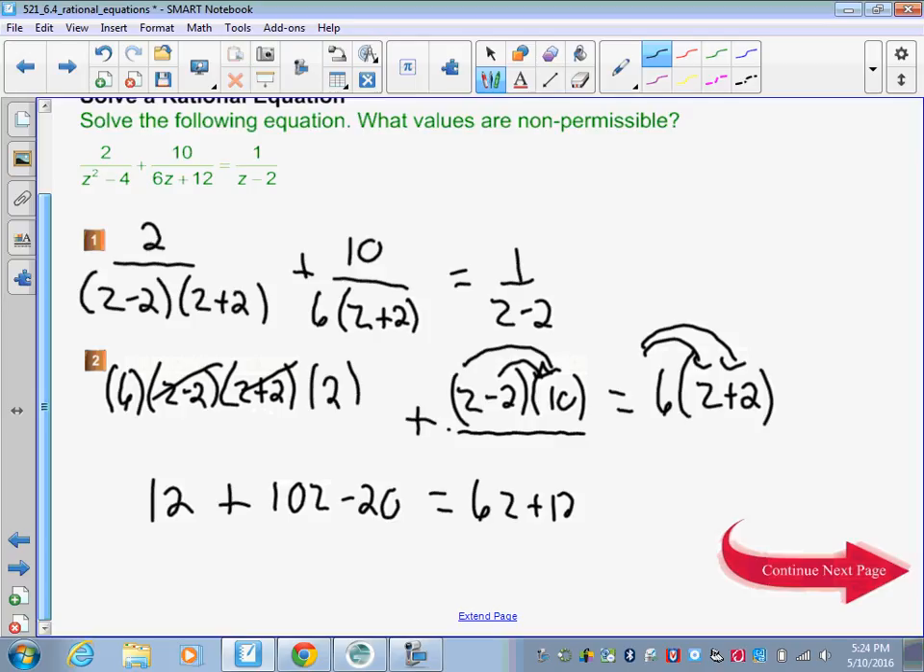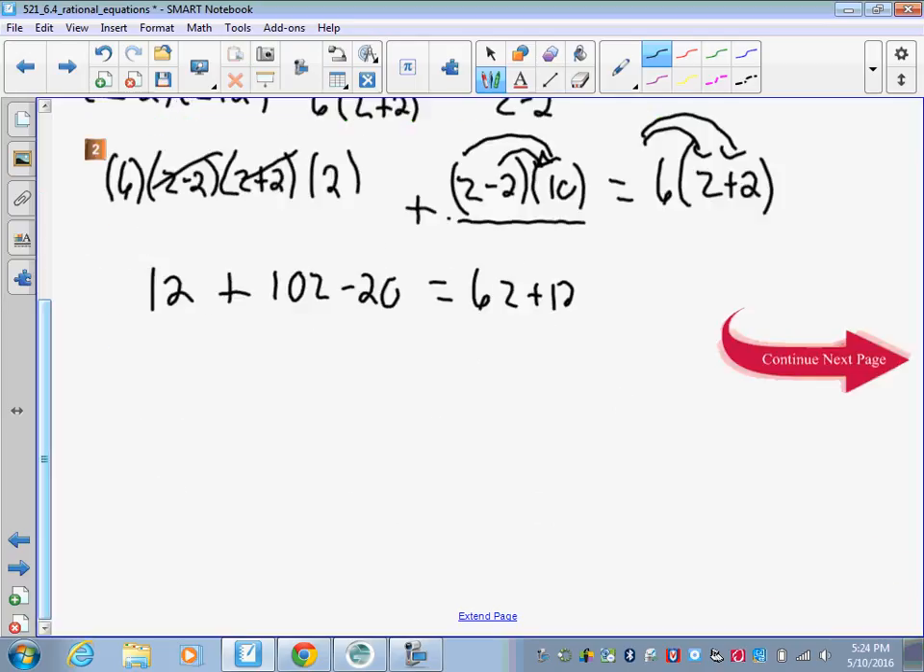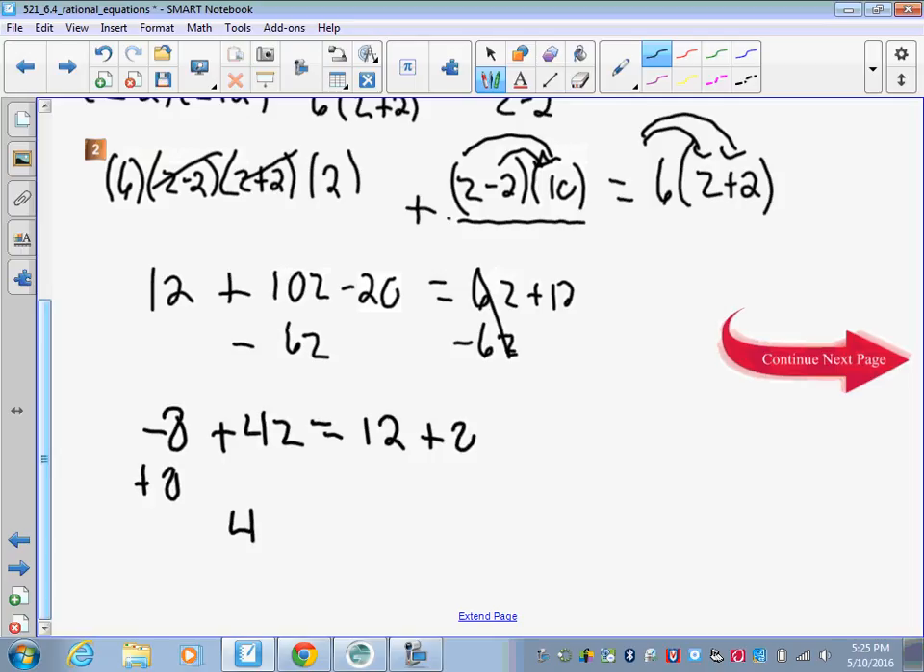Now I'm going to gather up my like terms. So in this case, I will put the 12 and the negative 20 together. In this case, it's going to be linear. So let's get all of the variables on one side. That would leave me with negative 8 plus 4z equals 12. I'm going to add the 8 to this side. So you're left with 4z equals 20. Solve for my z. Z equals 5.